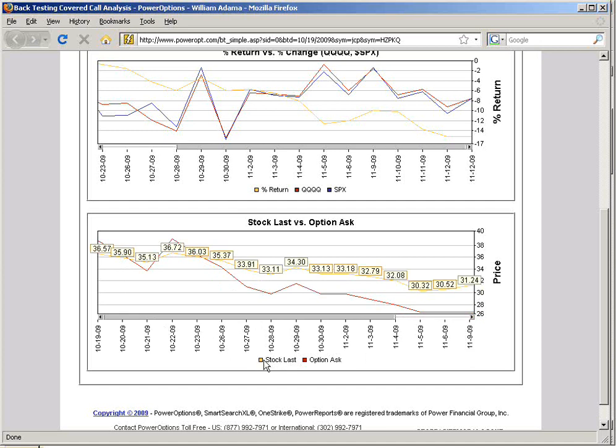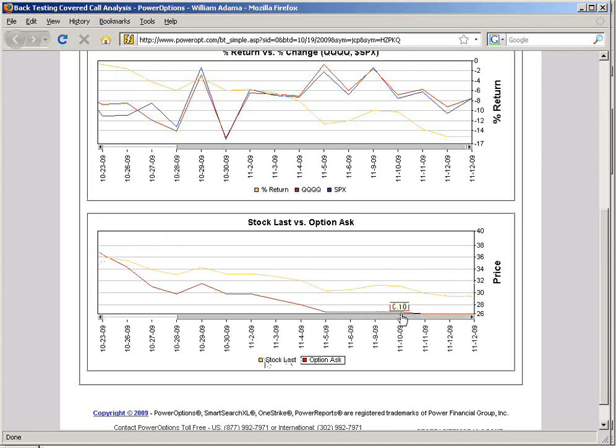Well, the biggest gap here appears to be this $2 gap between November 4th and November 5th. The stock dropped from $32.08 down to $30.32. So that's a pretty decent gap. Let's see, where's the bigger gap over here? Yep, there's another one from 31.15 between 11/10 and 11/11.